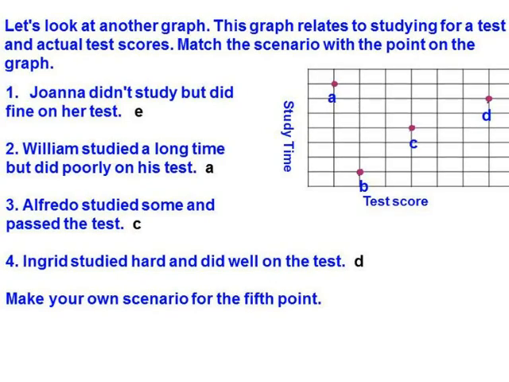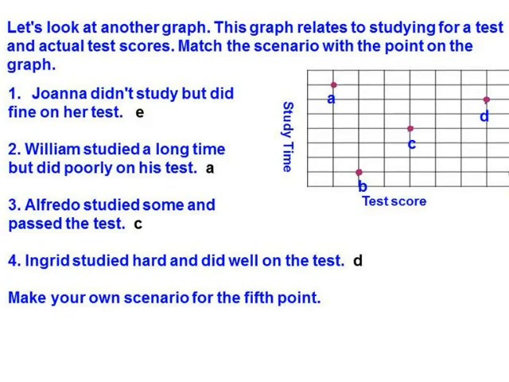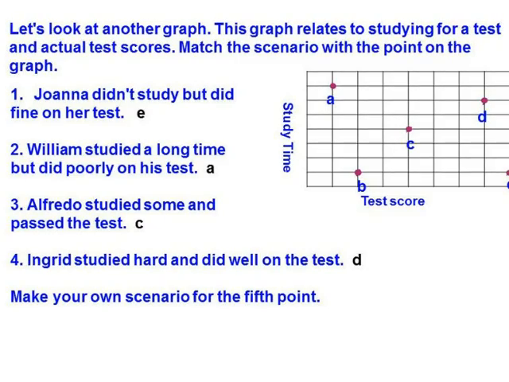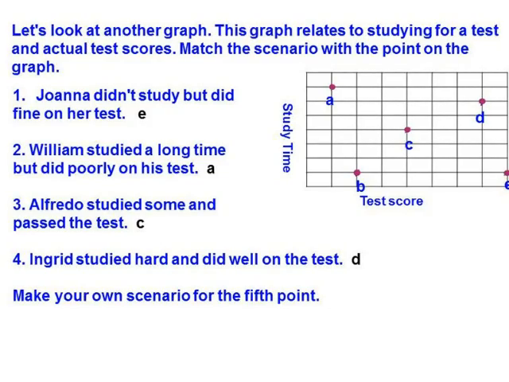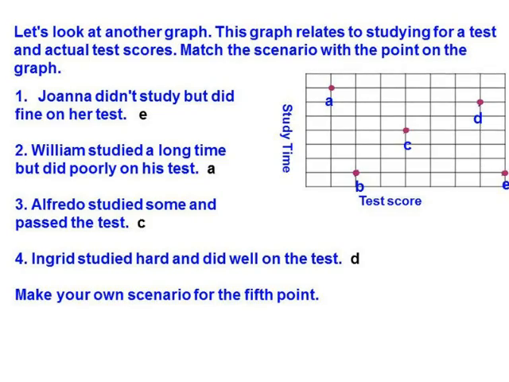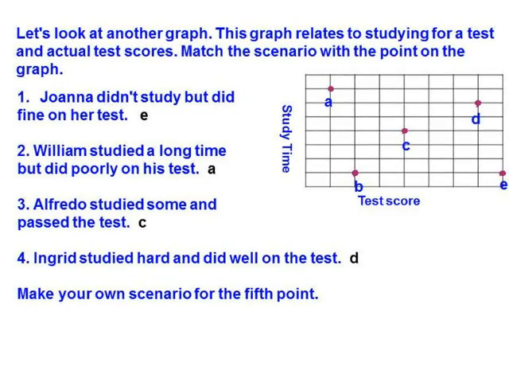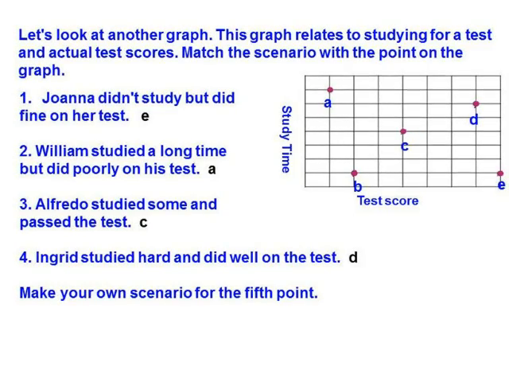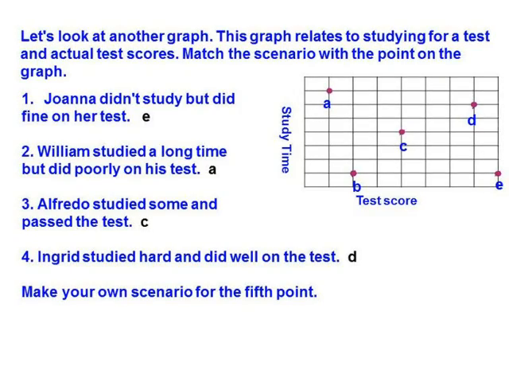Okay? Next, let's look at 3. Alfredo studied some and passed the test. So Alfredo studied some midway, but still made a good passing score. So that's about C. All right, and lastly, number 4, Ingrid studied hard and did well on the test. So that means Ingrid studied a lot. That means the amount on the y-axis should be up top. And then she did well on the test, so the amount on the x-axis should show a large amount too. So the answer there has to be D.